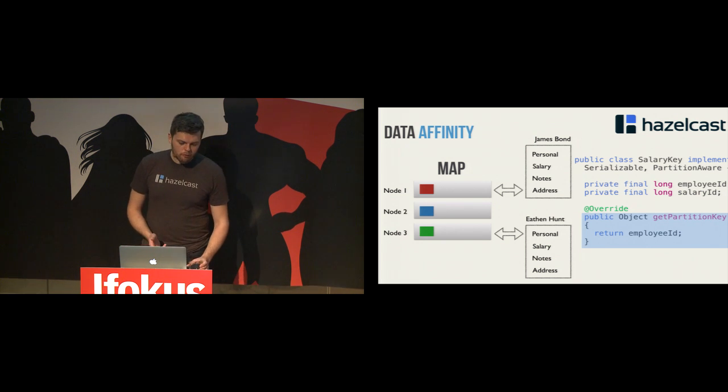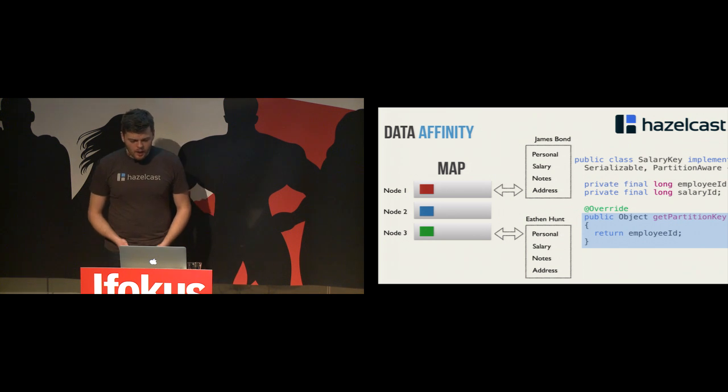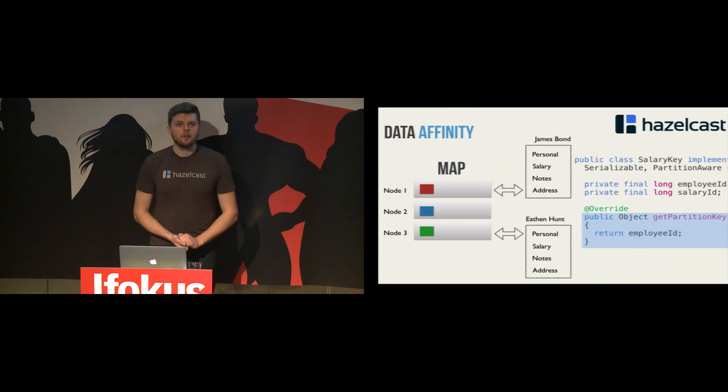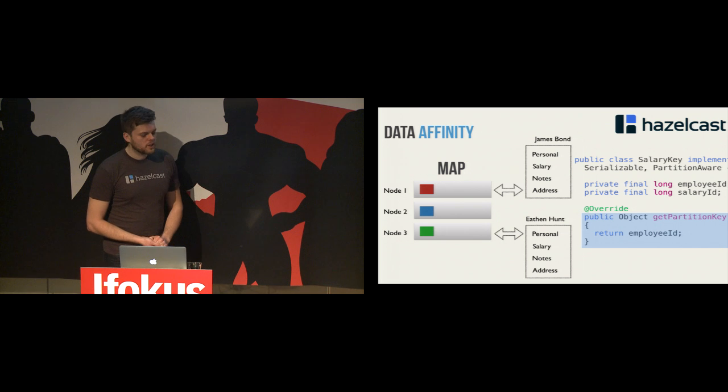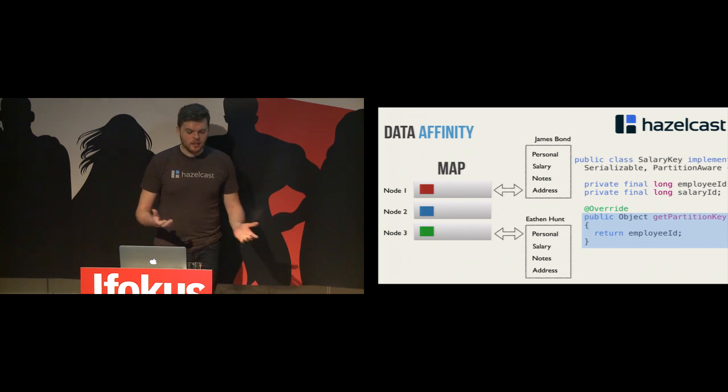So there's something called data affinity, which means that, let's say you have customers, and customers have orders, like a standard example, right?